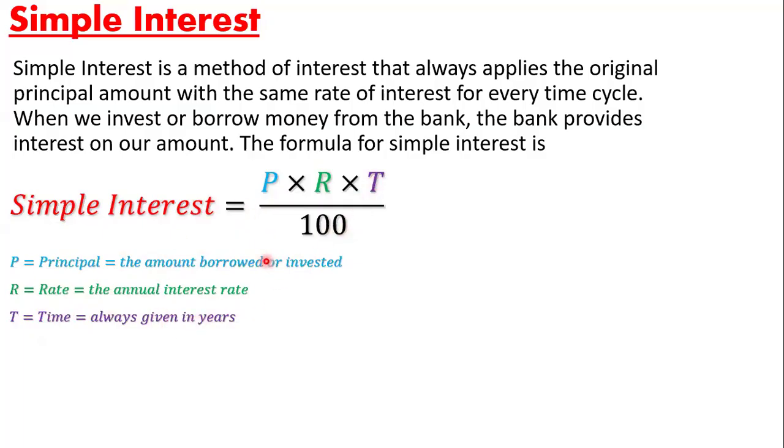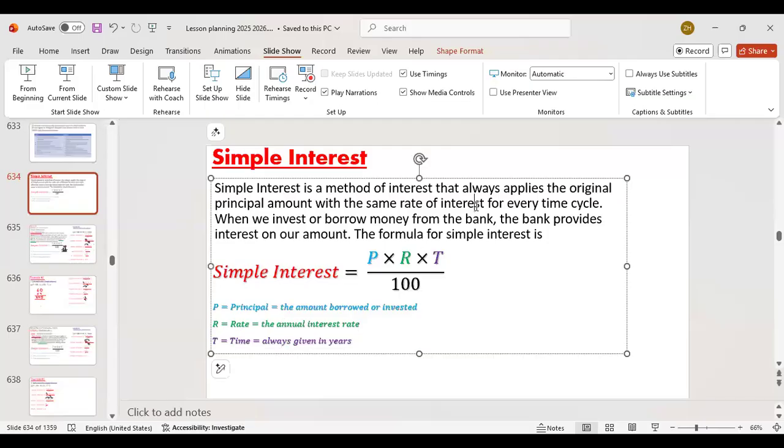So please write this down and let's go ahead and do our first question. Anyone can answer this: what is the formula for simple interest? P times R times T over 100. Very good.